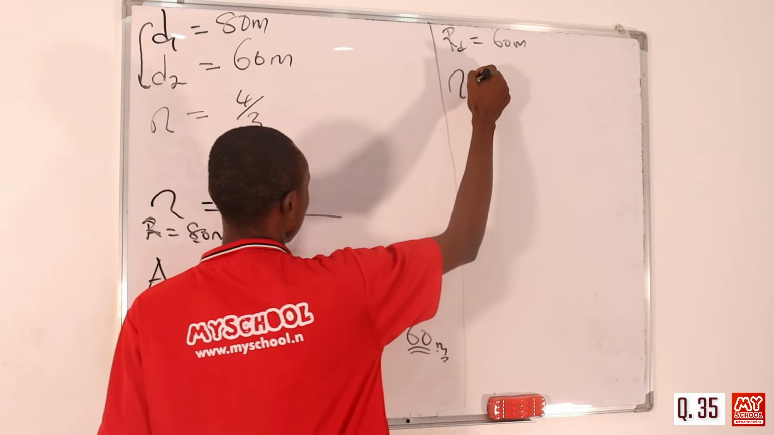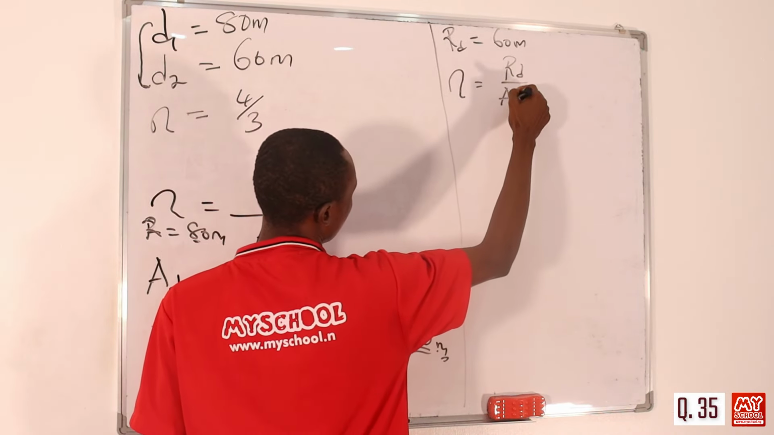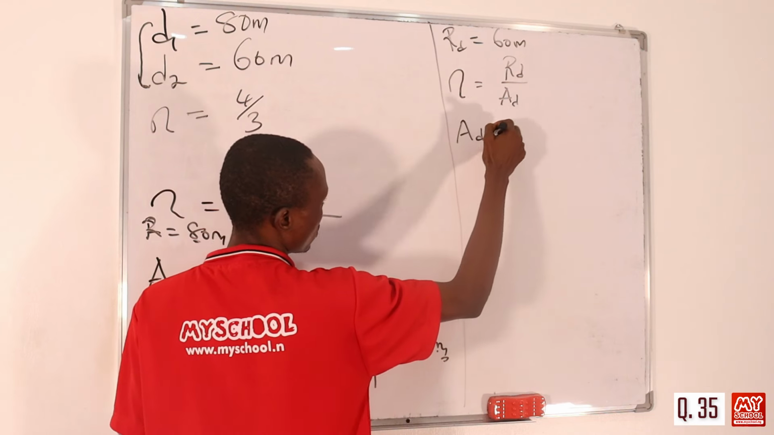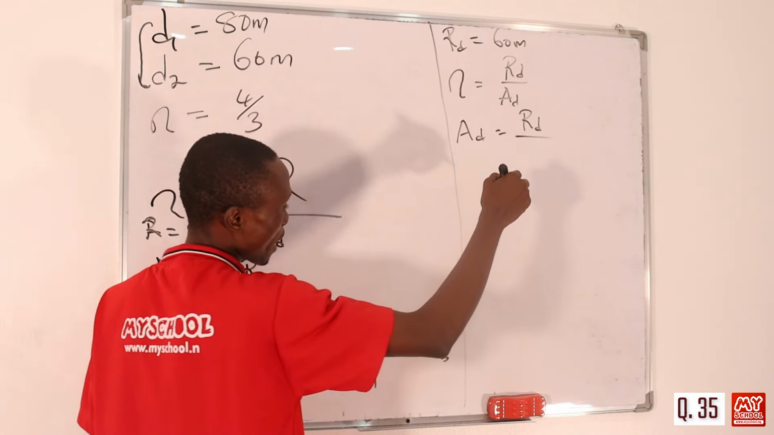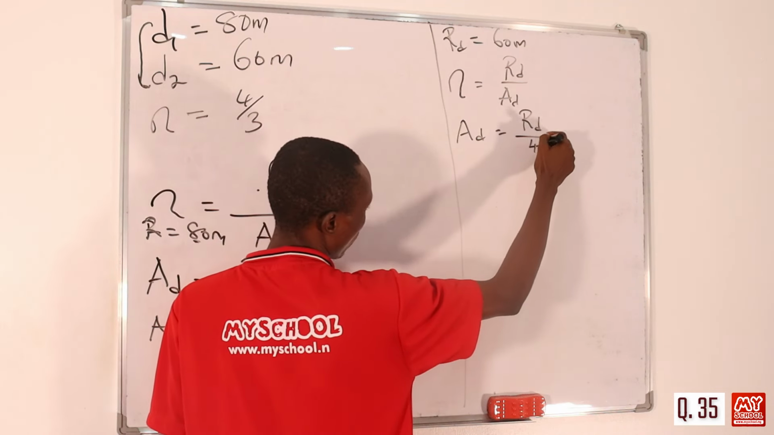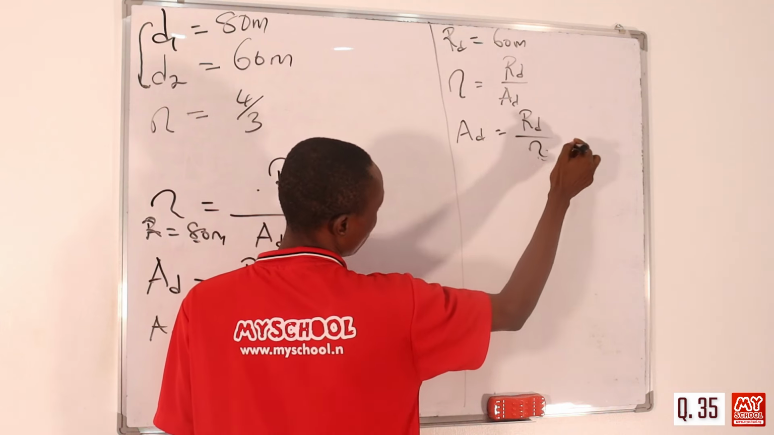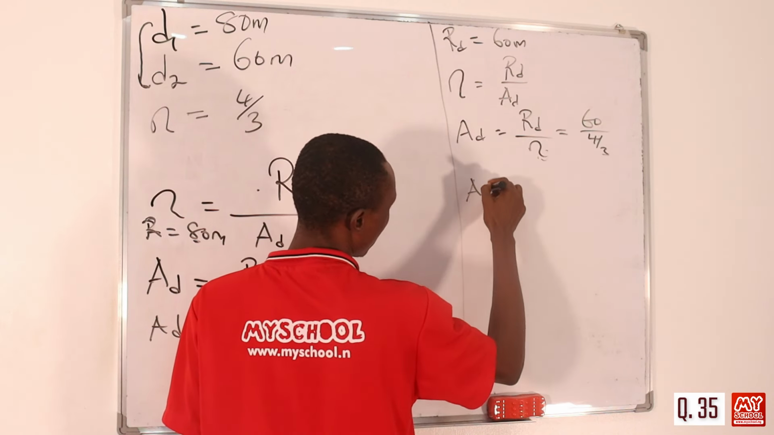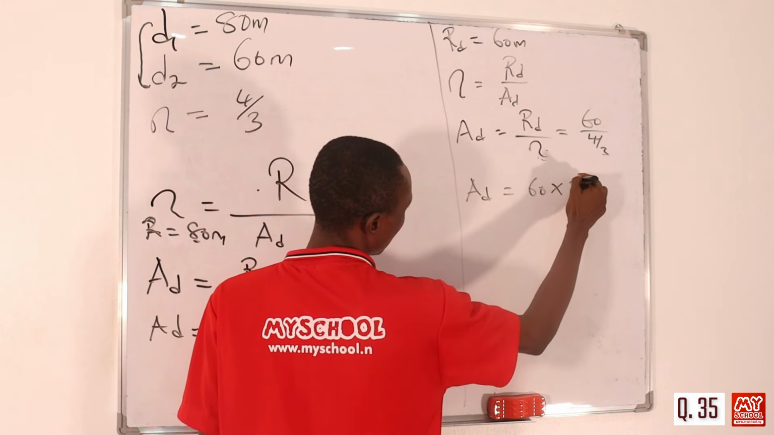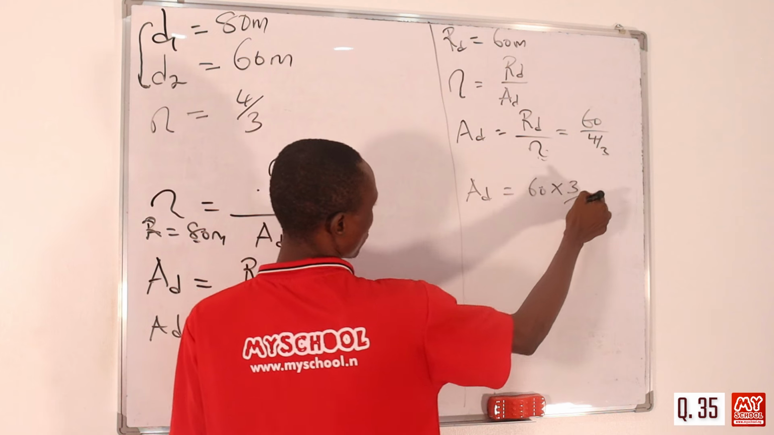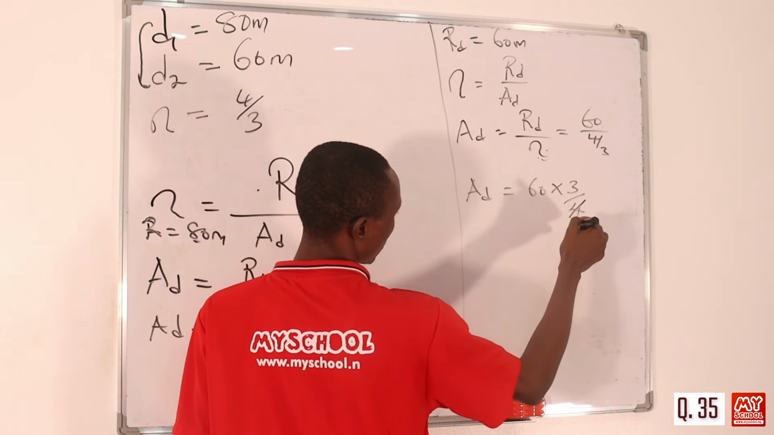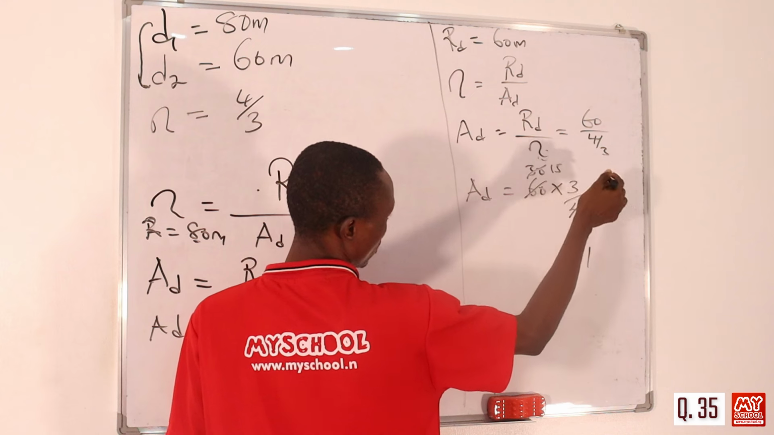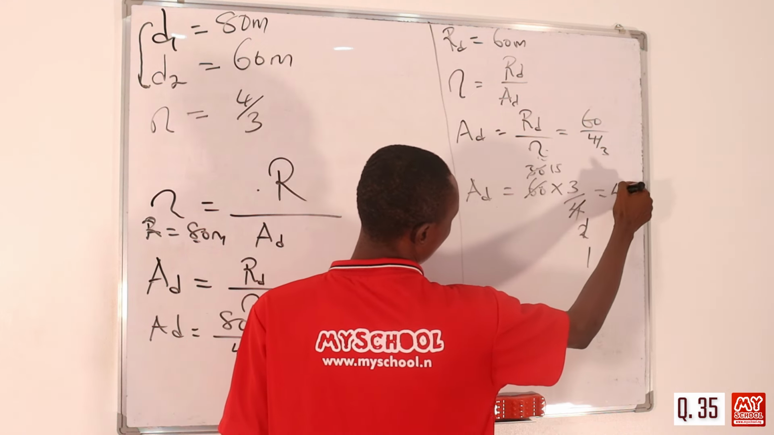Remember, refractive index is equal to real depth all over apparent depth. We are looking for apparent depth here, so we make it the subject of the formula, so that apparent depth is equal to real depth divided by refractive index, which is 4/3. So here we'll have 60 all over 4/3, so that apparent depth will now be equal to 60 times 3 all over 4. So 2 here gives us 2, and 2 here gives us 30, then 2 here gives us 1, and 2 here gives us 15. So 15 times 3 will be equal to 45 meters.